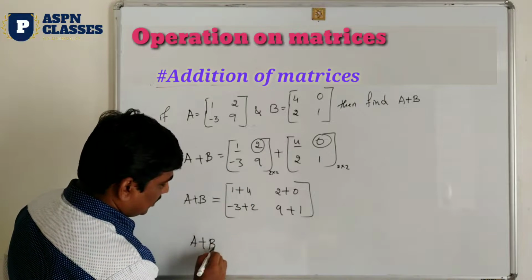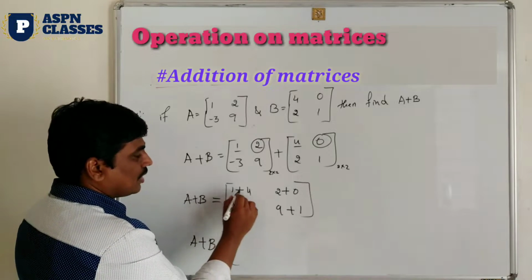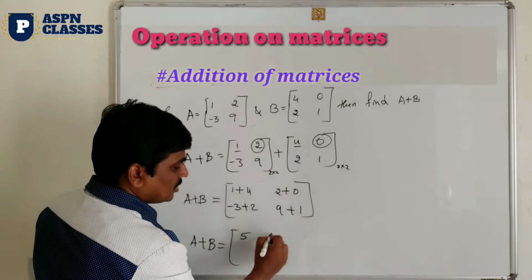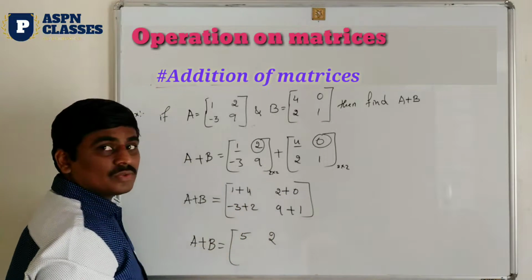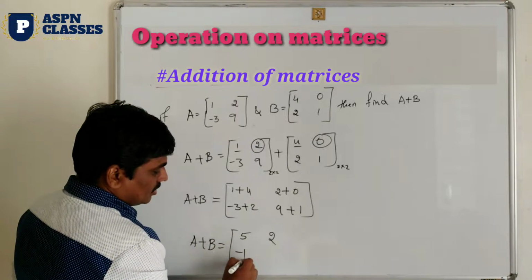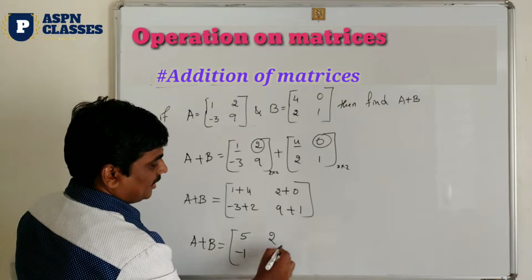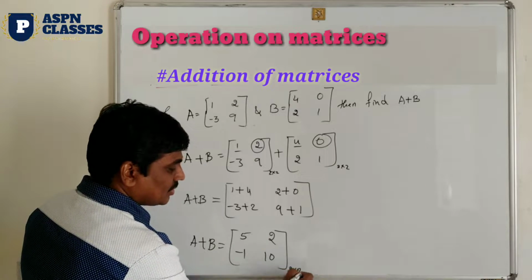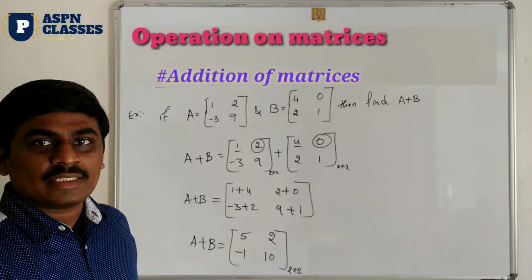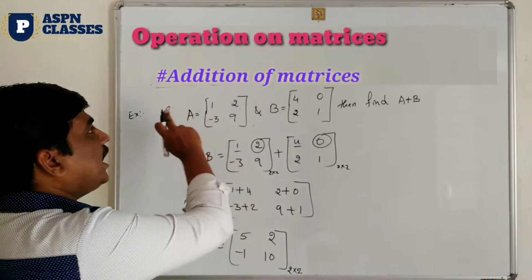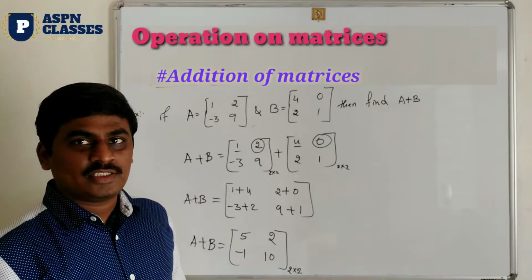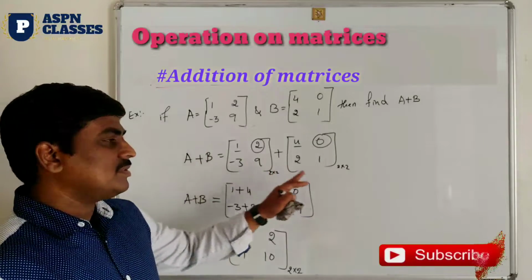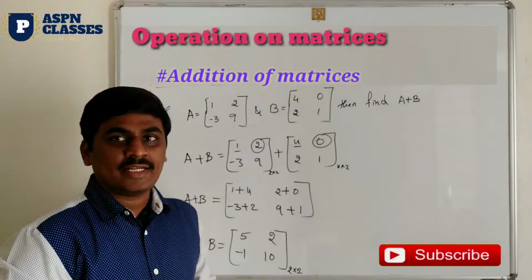What is the answer? Check out here. A plus B is equal to 1 plus 4 is 5, 2 plus 0 is 2, minus 3 plus 2 is minus 1, 9 plus 1 is 10. So this result is also a 2 into 2 order matrix. So this is the method for addition of matrices. For addition of matrices, the order must be the same, then corresponding elements must be added.